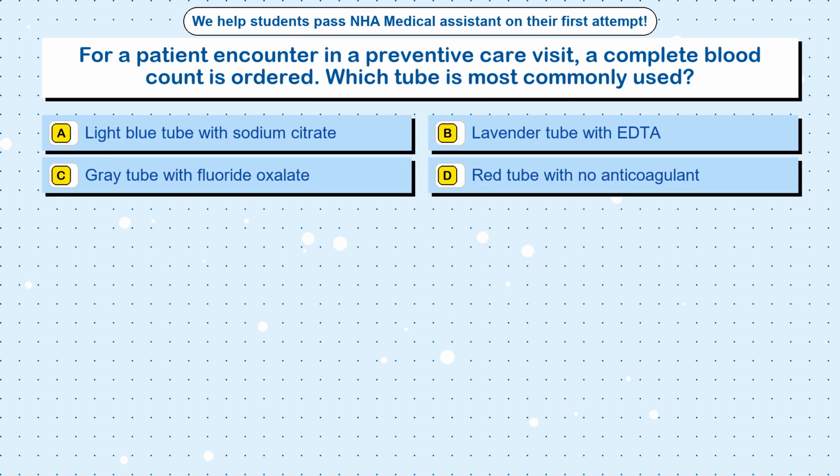Question 58. For a patient encounter in a preventive care visit, a complete blood count is ordered. Which tube is most commonly used? Option A, light blue tube with sodium citrate. Option B, lavender tube with EDTA. Option C, gray tube with fluoride oxalate. Option D, red tube with no anticoagulant.